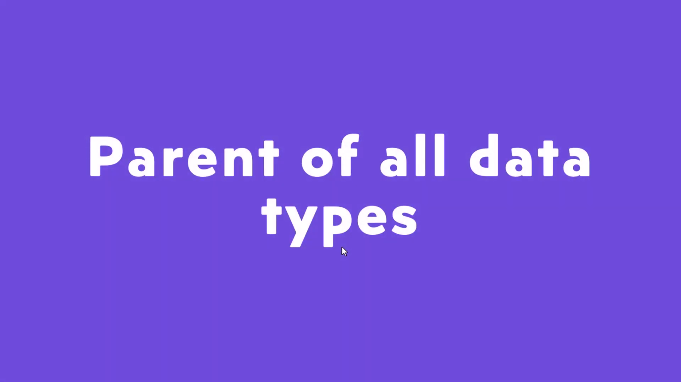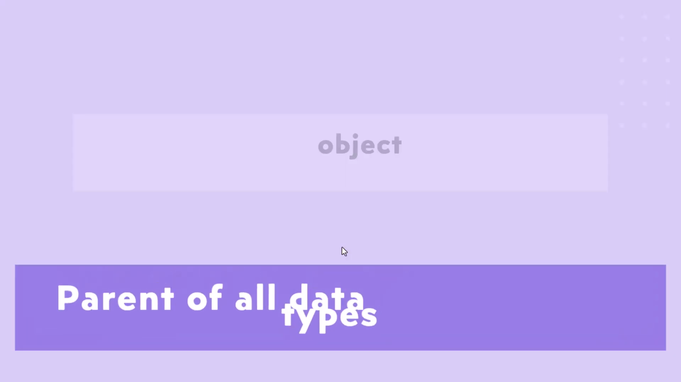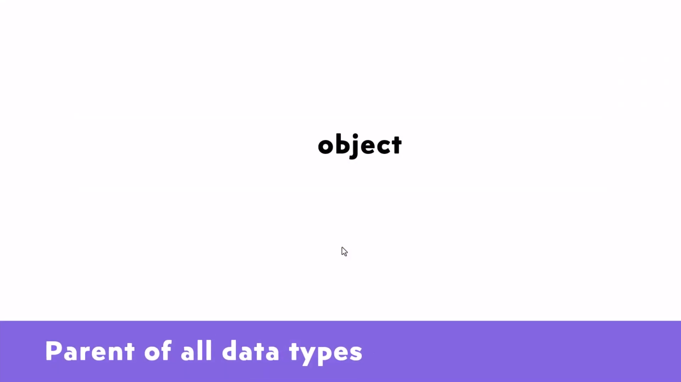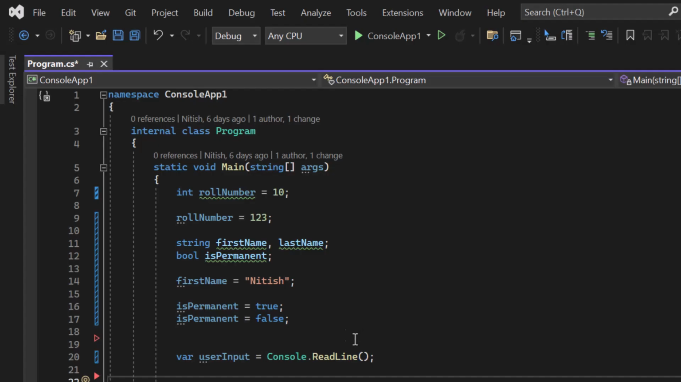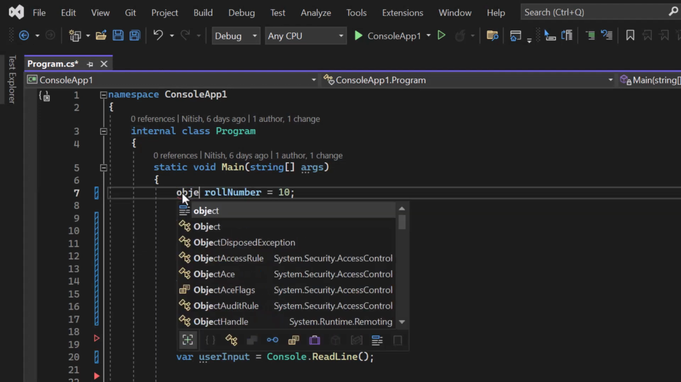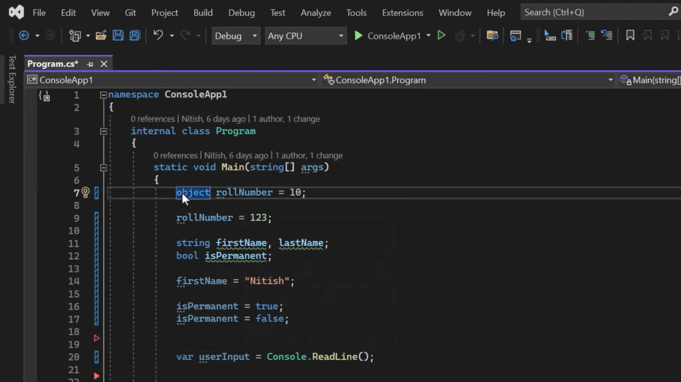What is the parent of all data types? Object is the parent of all data types that is available in C# programming language. It means if I'm having a data type, then instead of using that particular type, I can define object. So here I'm having this application, and instead of using this int, I can use object. Now the type of this roll number is object, and in this object I can define any kind of value.